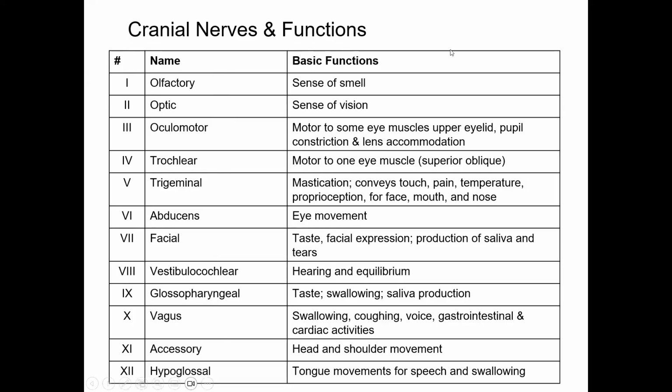The way that we used to remember them in PT school in terms of the names themselves were: On Old Olympus's Towering Top, A Finn And German Viewed Some Hops. So that's the first letter of all the different nerves. And I know it seems silly, but I still remember it now. And you can find a ton of different variations on that. So pick whatever one works best for you.